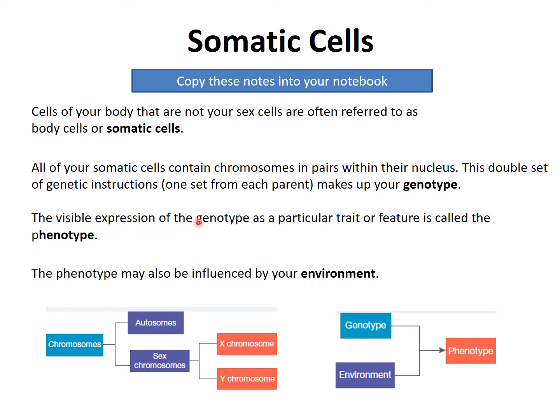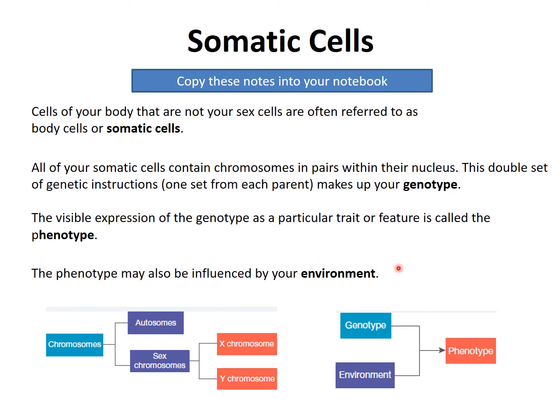The visible expression of the genotype as a particular trait or feature is called your phenotype. So what we see is called your phenotype. What these genes code for to express, and what we see, is the phenotype. The phenotype may also be influenced by the environment, as we spoke about before. Your appearance of traits can be changed based on the environment around you.